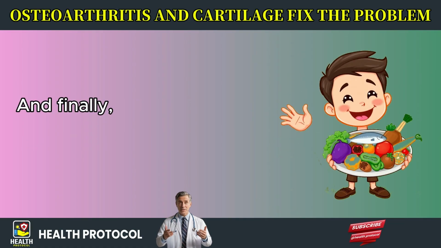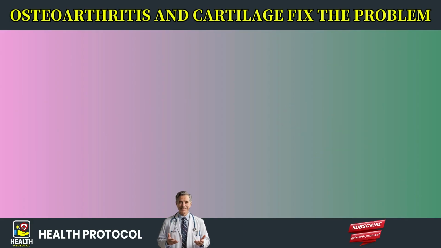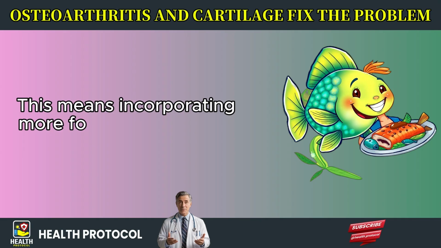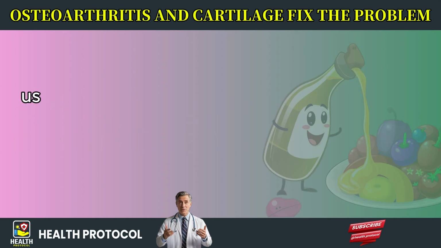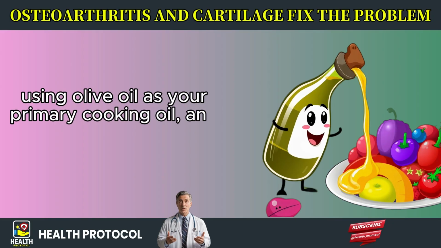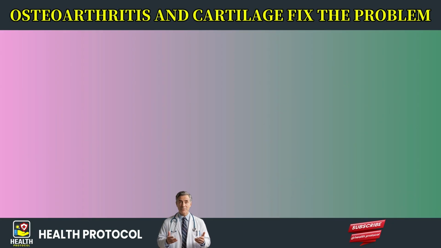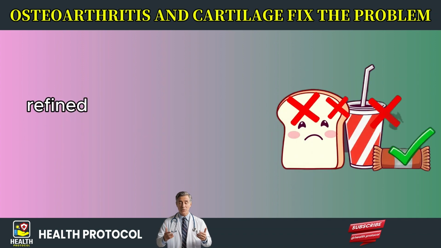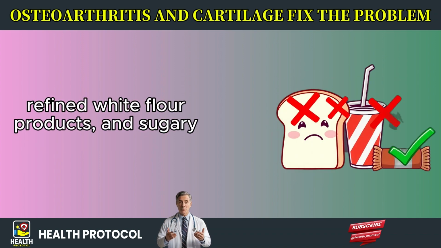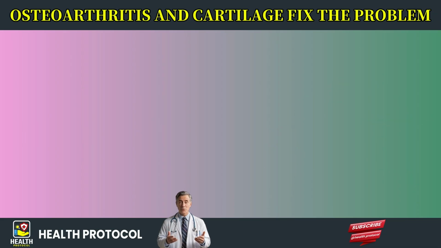And finally, focus on eating a healthy, anti-inflammatory diet. This means incorporating more foods like fatty fish, rich in omega-3 fatty acids, using olive oil as your primary cooking oil, and enjoying plenty of colorful fruits and vegetables. It also means reducing your intake of processed foods, refined white flour products, and sugary drinks and snacks, as these can contribute to inflammation in the body.